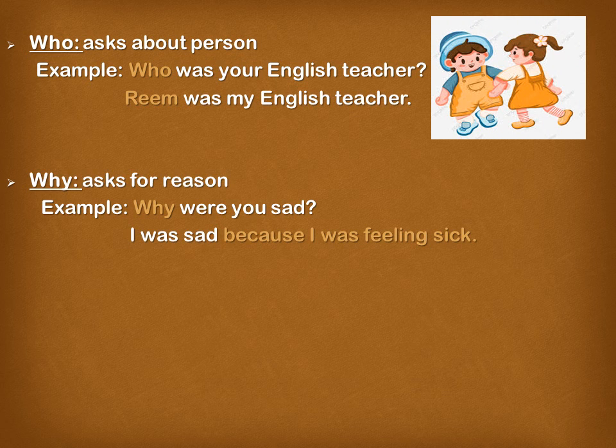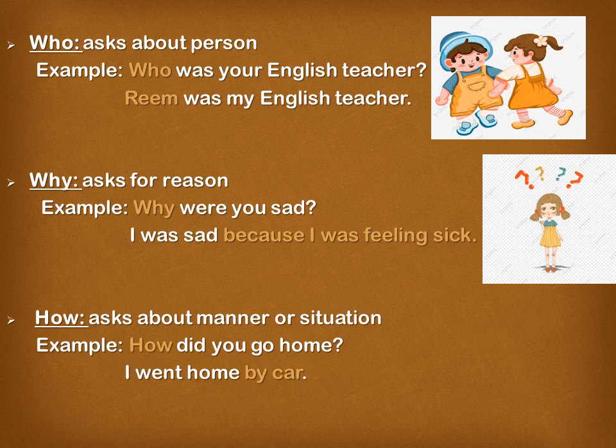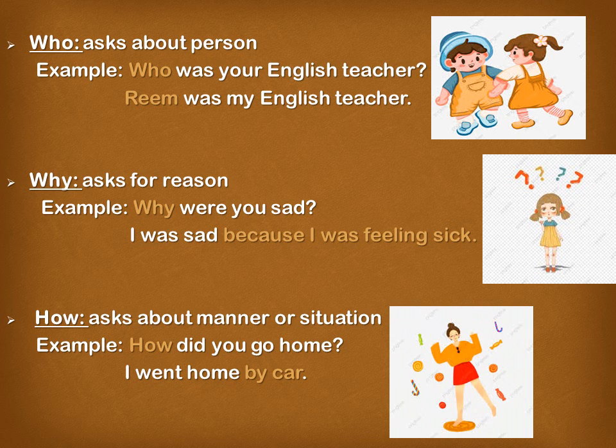Number five is why. Why asks for a reason. Example, why were you sad? I was sad because I was feeling sick. And the last one, which is number six, is how. How asks about manner or situation. Example, how did you go home? I went home by car.